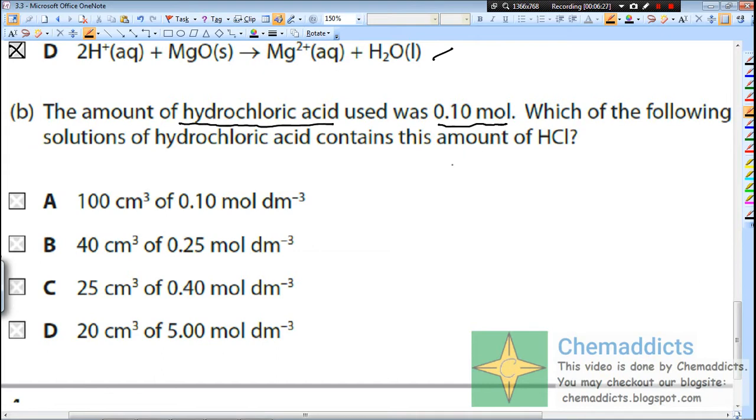So now let's use the following equation. This is the general mole equation. Number of moles is equal to concentration multiplied by volume.